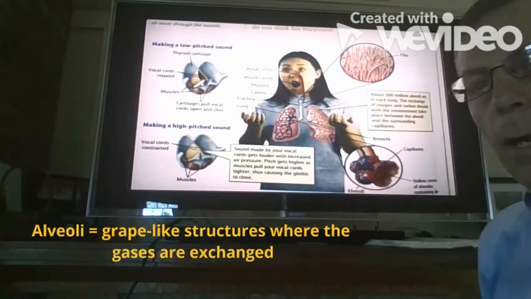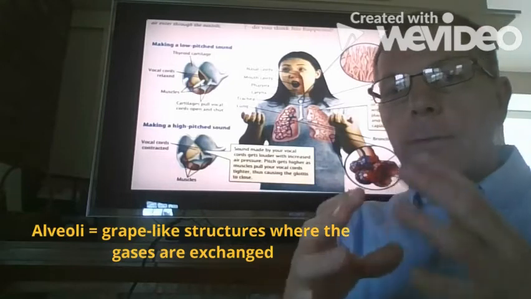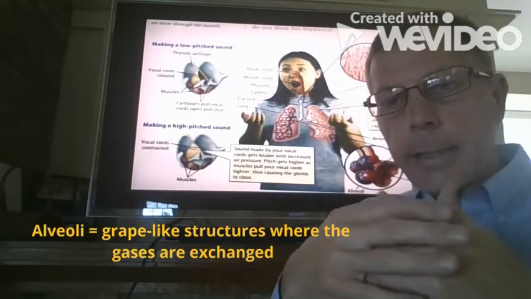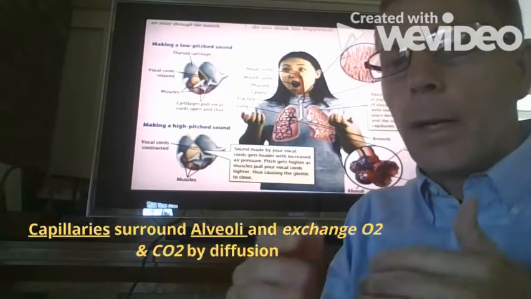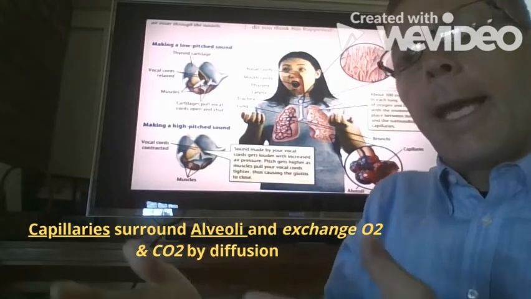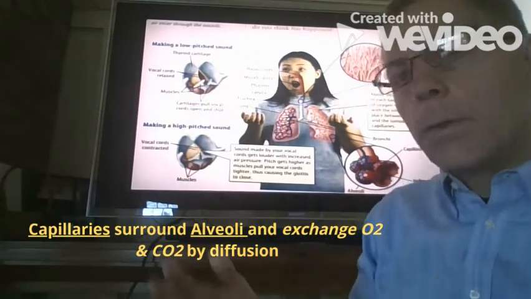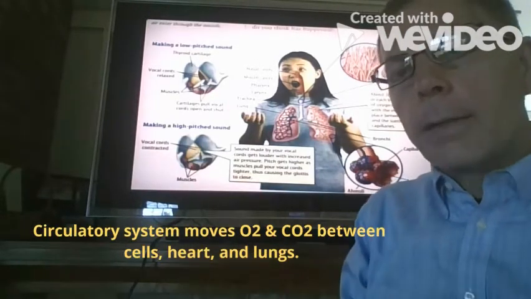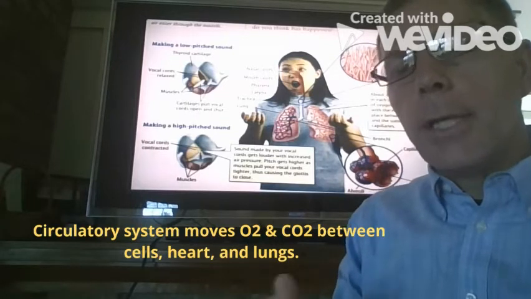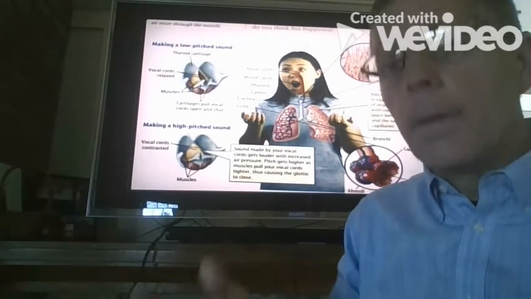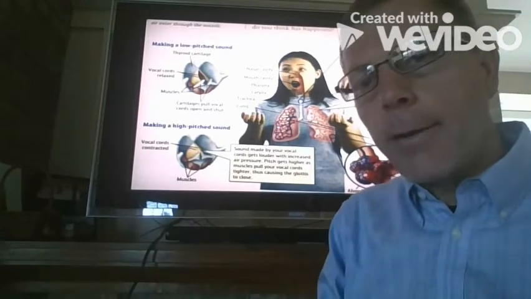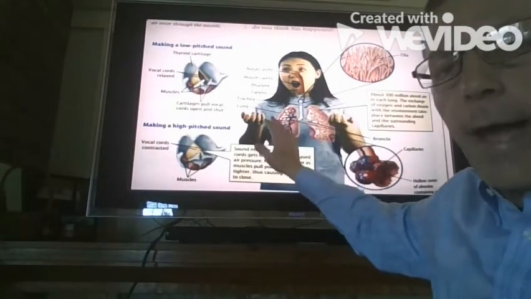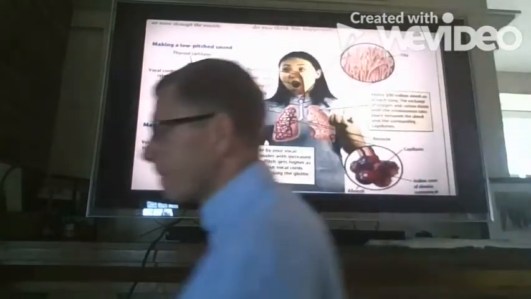The alveoli are grape-like clusters that are surrounded by capillaries. Arteries and veins end up at the capillaries. The capillaries are the exchange site where carbon dioxide is dropped off and oxygen is picked up. Then our circulatory system takes it all through our body to the cells that need the oxygen in order to perform cellular respiration in our mitochondria. So these are the important things. Make sure you take a look at page 570.